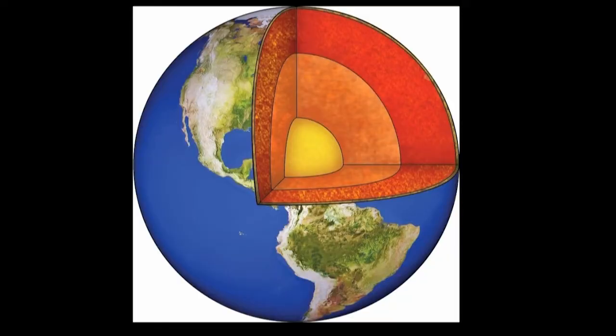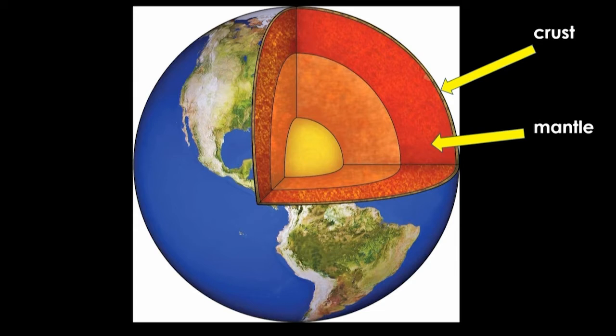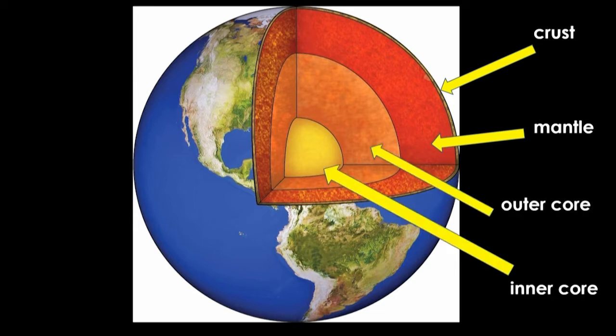Let's review what we previously learned. If we look inside the earth, it has four parts. Can you name them? Remember, we have the crust, the mantle, the outer core, and the inner core.